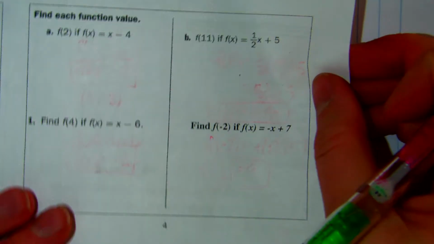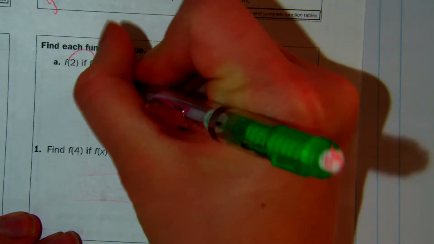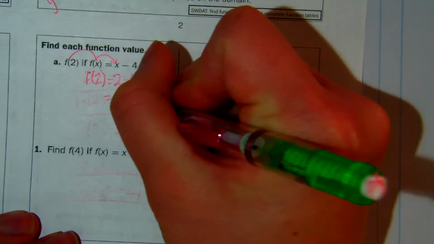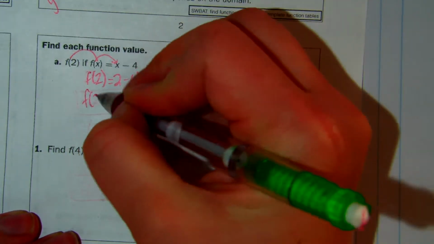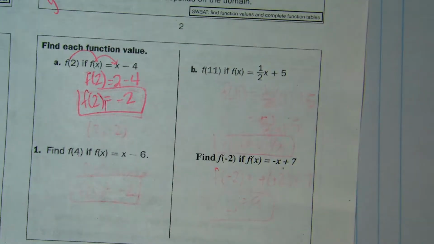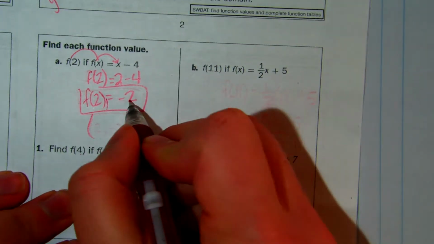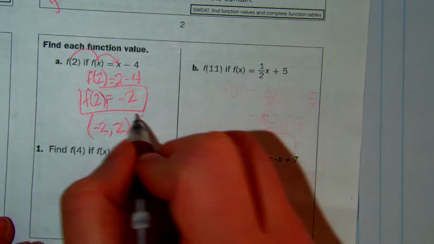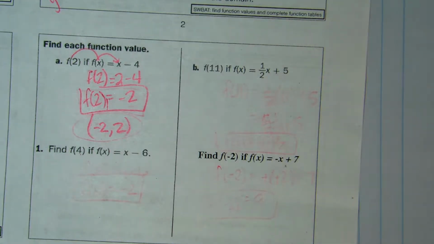If we look at the next ones we're trying here, we're going to replace all the x's with the 2. So we just read it as f of 2 equals 2 minus 4, which is -2. So f of 2 equals -2. This is an ordered pair. The x we put in is 2. The y that we got was -2. So this is an ordered pair version of what we have, but we're just worried about this one in the box.